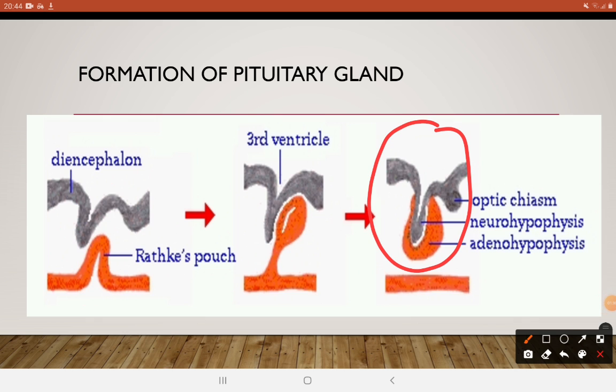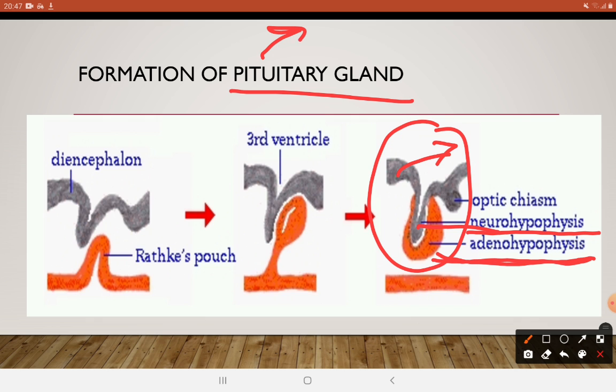Here we can see that the red region, which is formed from Rathke's pouch, has formed the adenohypophysis, or the anterior pituitary, while the gray area, which has been formed from the brain part, from the hypothalamus part or the infundibulum, has formed the neurohypophysis. The gray area is the neurohypophysis, which has formed from the brain.